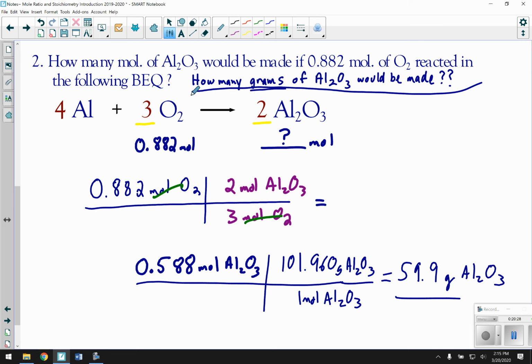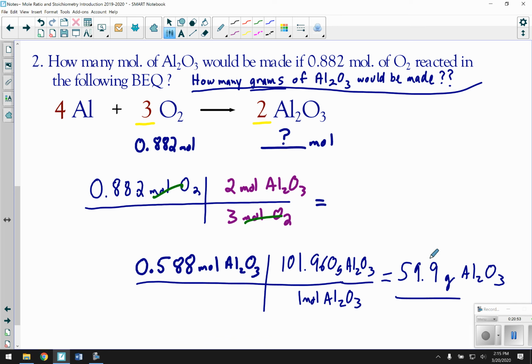Check that out. So what we did was we started out with the number of moles of oxygen that we knew. From that moles of oxygen, we calculated, using our mole ratio, the moles of Al2O3 we would make in this reaction if we started out with that amount. But if we didn't want to know the number of moles, if we wanted to know the number of grams, well, you just have to multiply this mole number by its molar mass to get grams.